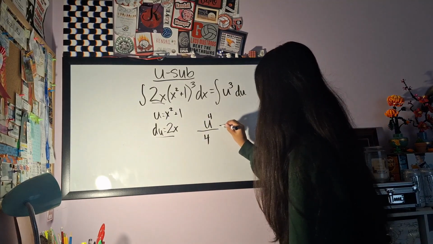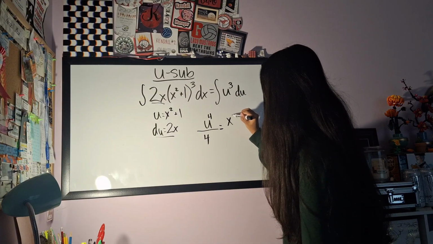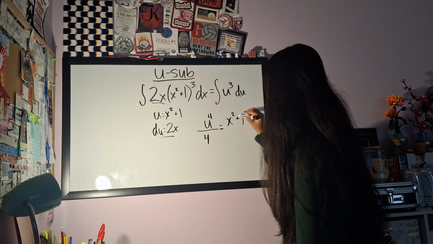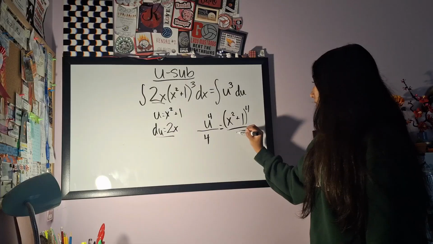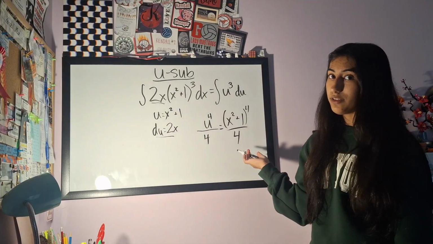So our final answer turns into x squared plus 1, all of that to the 4th, and then divide that by 4, and that is our final answer.